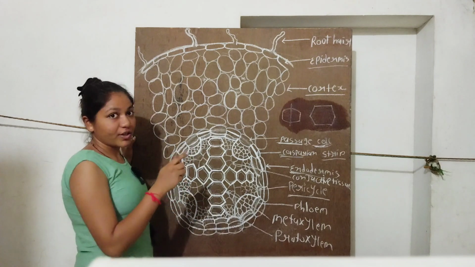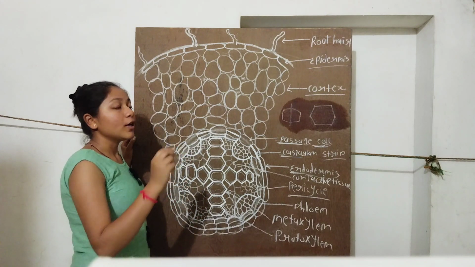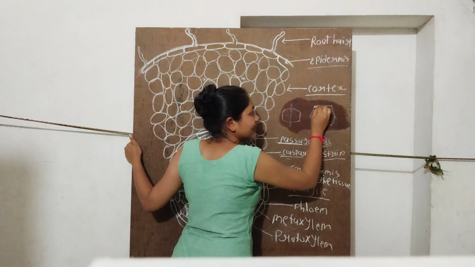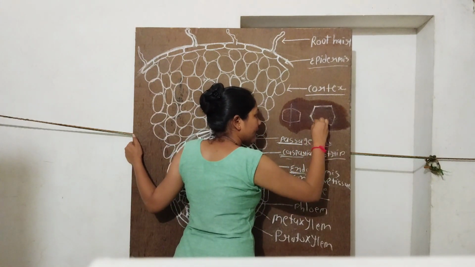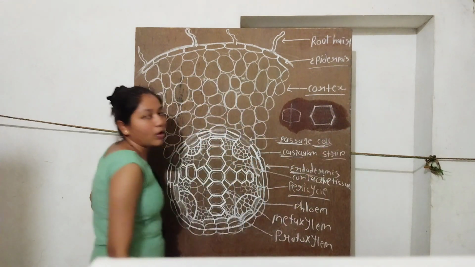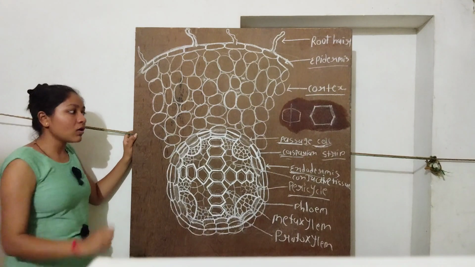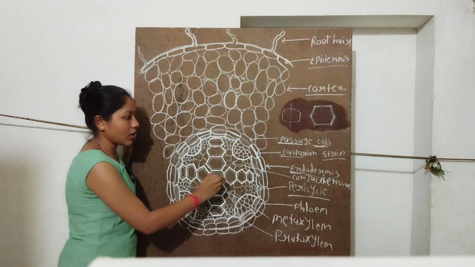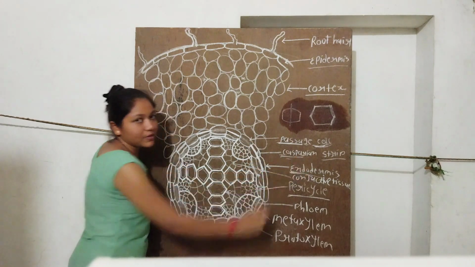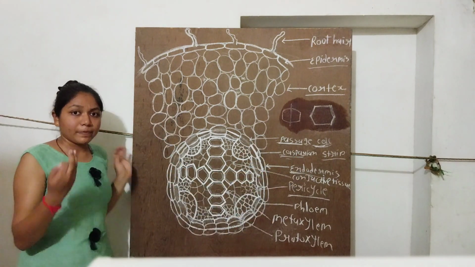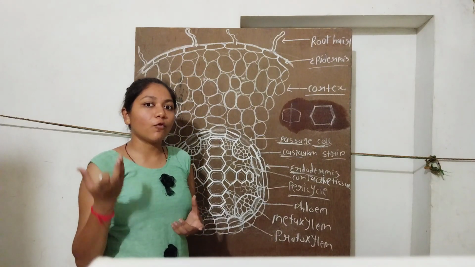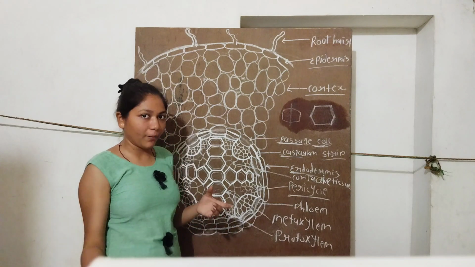On the polygonal cell, we have a deposition of a waxy substance on the radial sides. These sides have a deposition of the waxy substance called suberin. And we see the suberin deposition in this layer as a line which is called the Casparian strip. Now this Casparian strip has suberin, which is water impermeable.